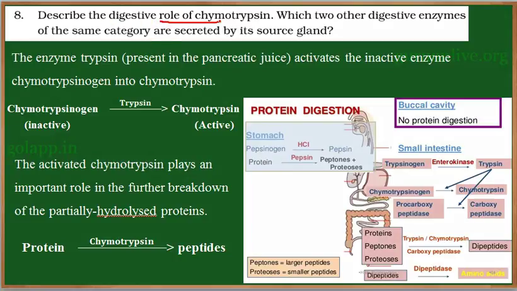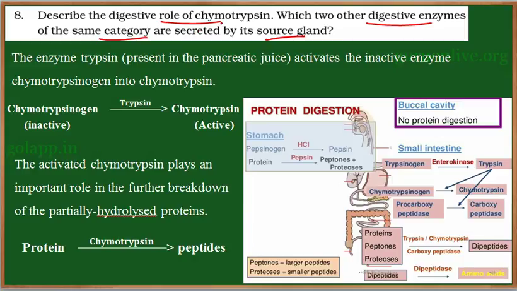Describe the digestive role of chymotrypsin. Which two other digestive enzymes of the same category are secreted by its source gland? So students, understand the question. It is a little bit tricky. The first part says explain the role of chymotrypsin. The next part is which two other digestive enzymes of the same category are secreted by its source gland.